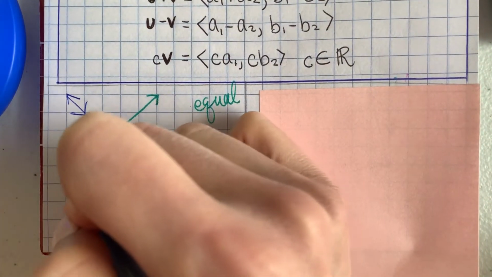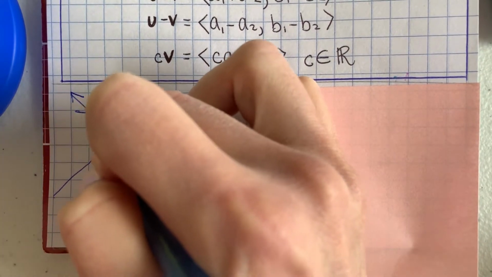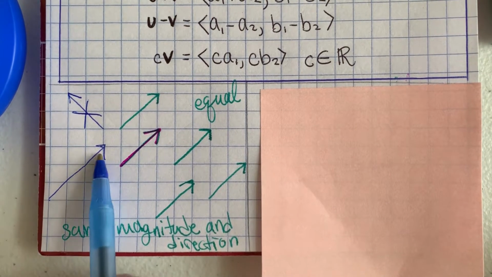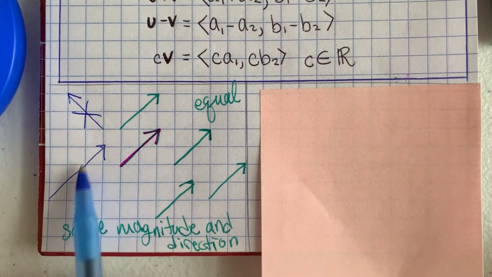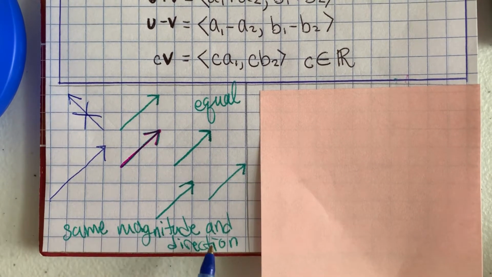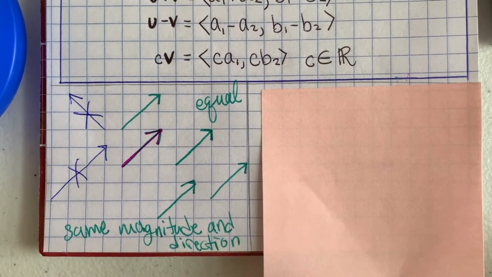What if I keep it in the same direction, but I go 3 diagonal boxes? So it's still going to the northeast at the same 45-degree angle, but instead of going 2 diagonal boxes, I went 3. So it's the same direction, but different magnitude. So these are not going to be equal vectors.